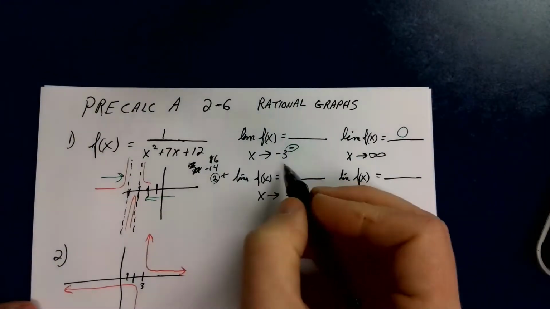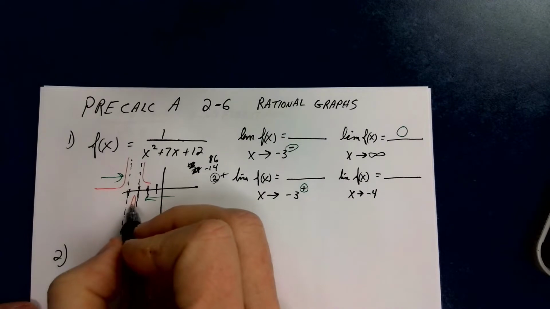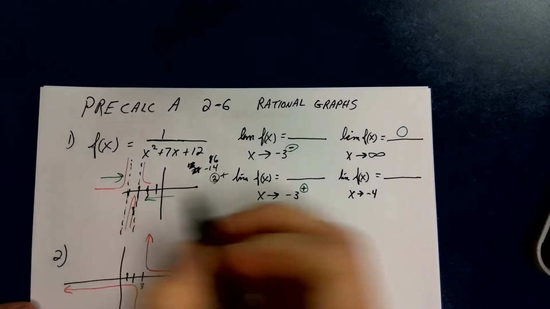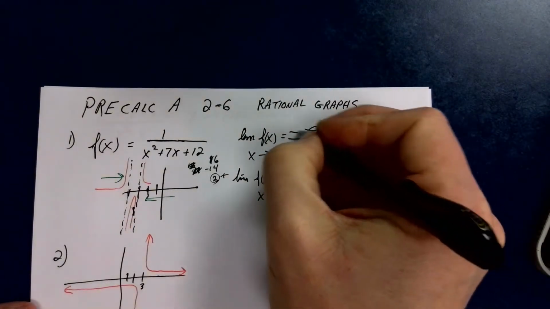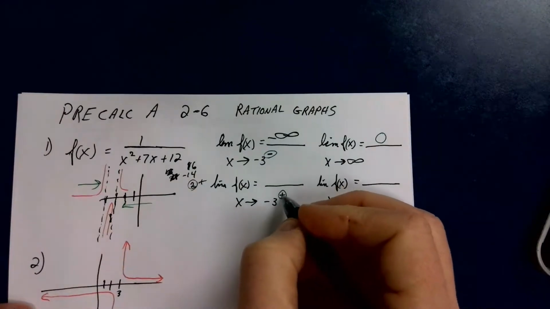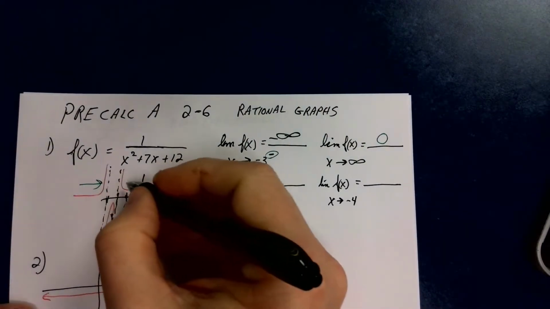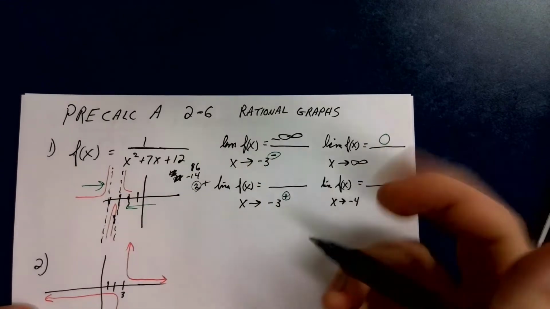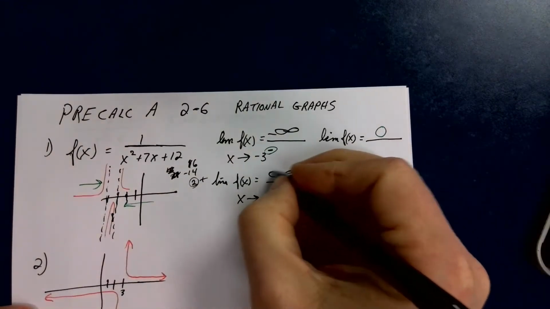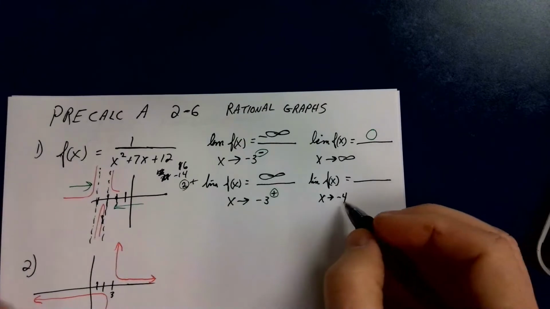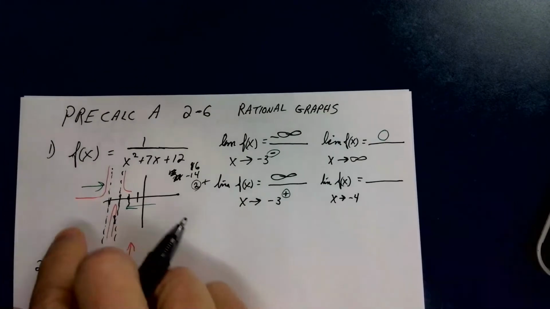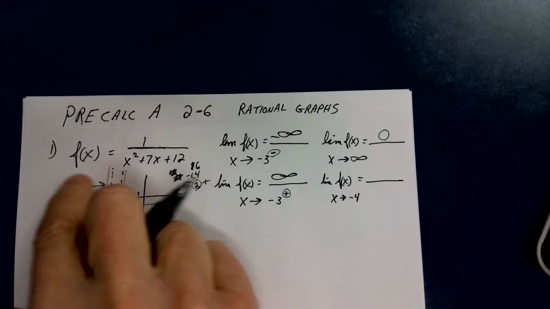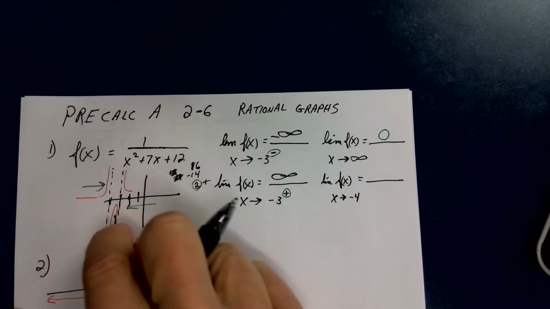And I approach negative 3 from the negative side, that's from here. It's going to go down, so it's going to head towards negative infinity. When I approach negative 3 from the positive side, that's this way, right? From the positive side, that's going to head towards positive infinity. And when I head towards negative 4, do you see how, if I come from this way, it goes up. When I come from this way, it goes down.